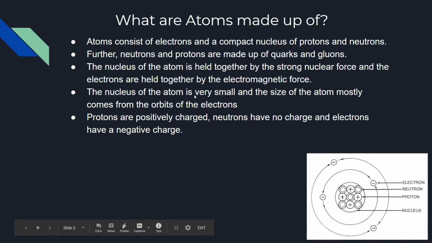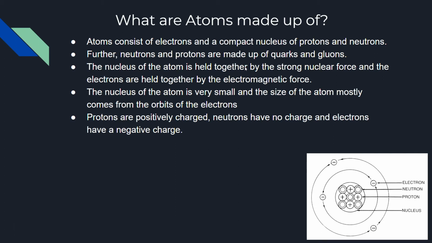Okay. Further, neutrons and protons are made up of quarks and gluons. As you can see here, this is the neutron and this is the proton. So these are made up of quarks and gluons. So gluons hold the quarks together.